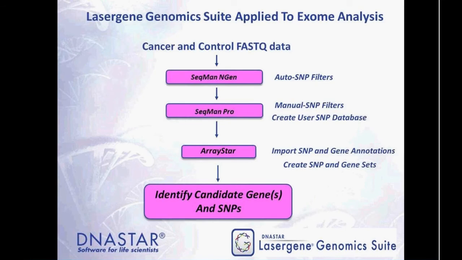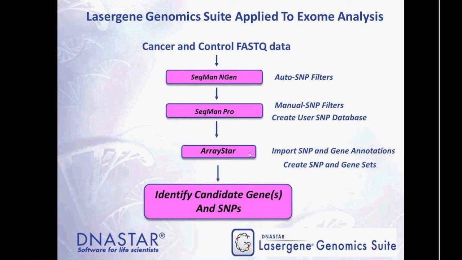And so the workflow that we're going to go through in the software starts with cancer and control data sets, and we can load those into SeqMan Engine. In SeqMan Engine we'll look at some of the auto SNP filters that are built in and how we can control those. We take the output project and look at the manual SNP filters, so we can apply additional levels of filters that are interactive. We can create a user SNP database in SeqMan Pro, and again, verify in SeqMan Pro, and then once we've done the verification, we can import the SNP information to ArrayStar.